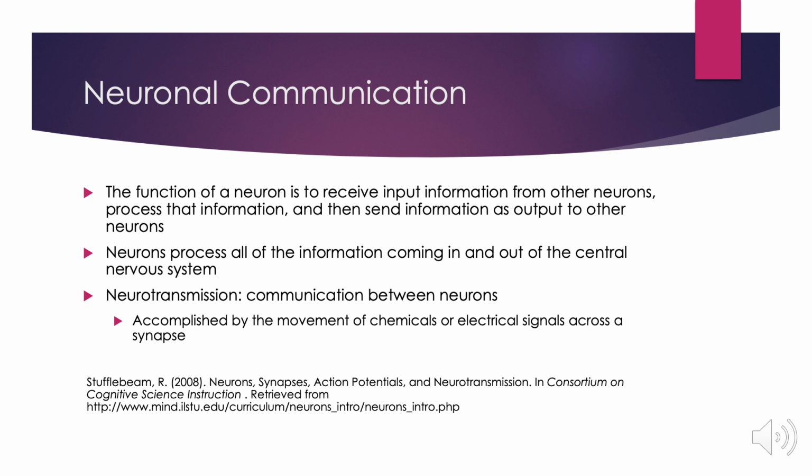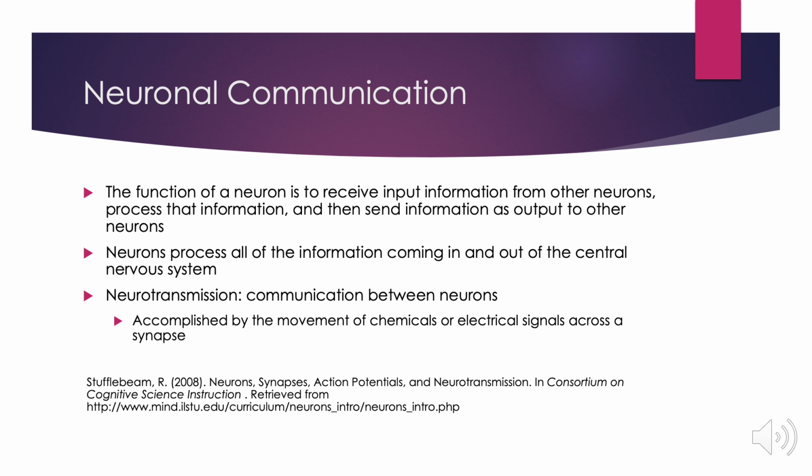Now, what is neuronal communication? It's the function of a neuron. The function of a neuron is to receive input information from other neurons, process that information, and then send the information as output to other neurons. So, neuronal communication is basically neurotransmission, neurons communicating between themselves.